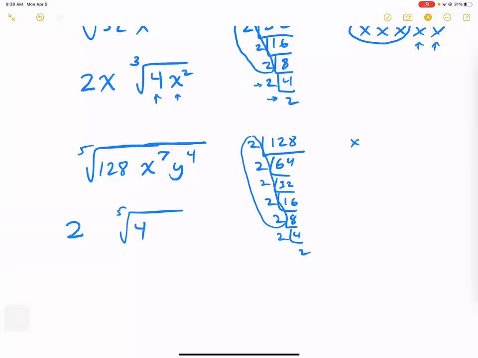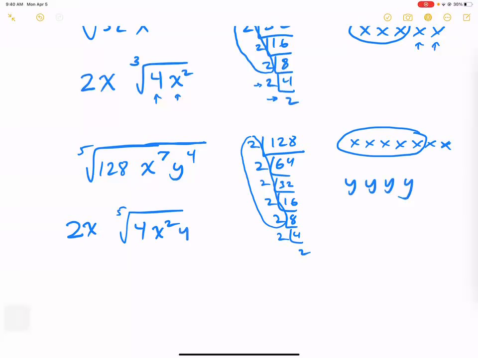X to the 7, 1, 2, 3, 4, 5, 6, 7. Please don't start writing it out. This is just for you guys to see. It's a waste of time if you write it out here for the x's. I have 5 of them. Great, you get to come out once. I still have 2 left over. How about the y's? 1, 2, 3, 4. I needed 5. There are not enough to come out, so you guys are all stuck inside. Maybe next week. Okay, so that's our reminder and introduction back to radicals. And that's what you'll be practicing for Excel today. Oh, thank you.